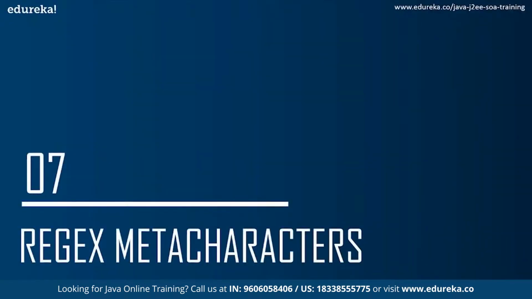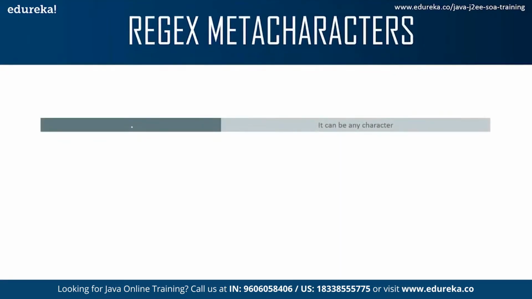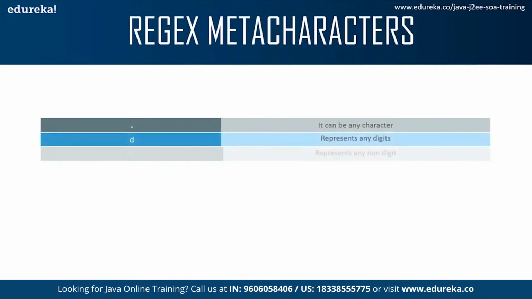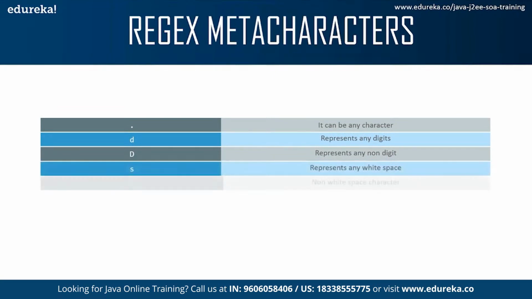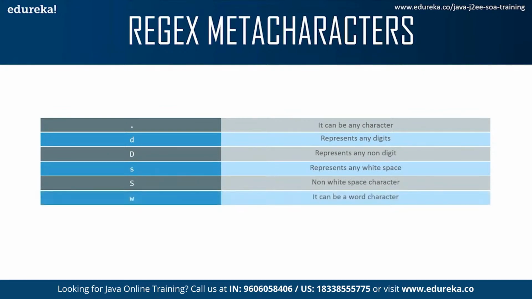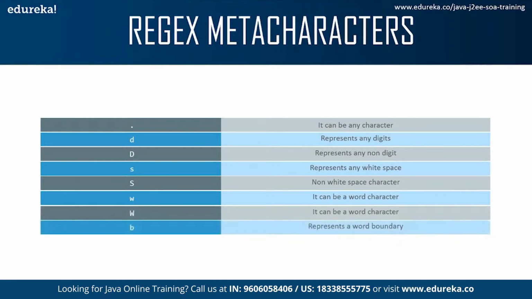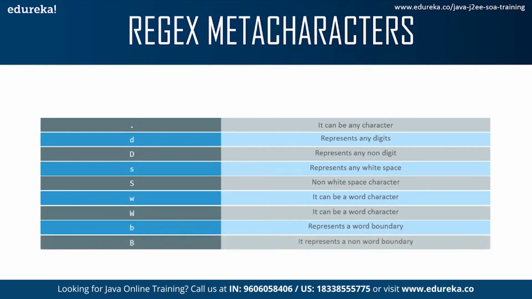So the last category on the list is regex metacharacters. Regular expression metacharacters work as shortcodes. Dot implies it can be any character. Small d implies digit, and capital D implies non-digit. Small s represents any white space, and capital S represents a non-white space character. Small w can be a word character and capital W can be a non-word character. Small b can represent a boundary and capital B represents a non-word boundary. So out of all this, you can understand that it just represents what?